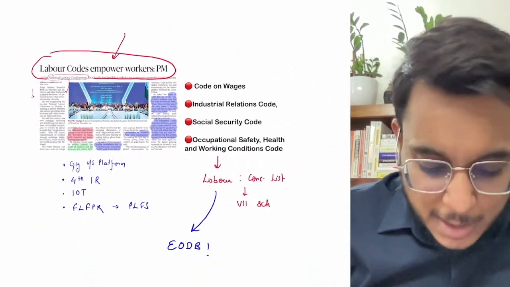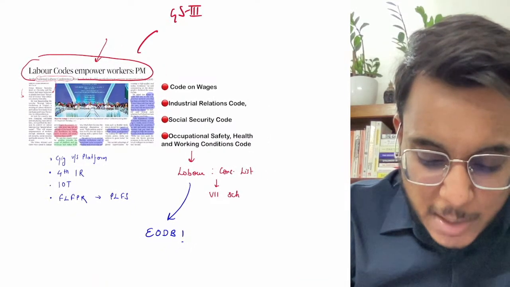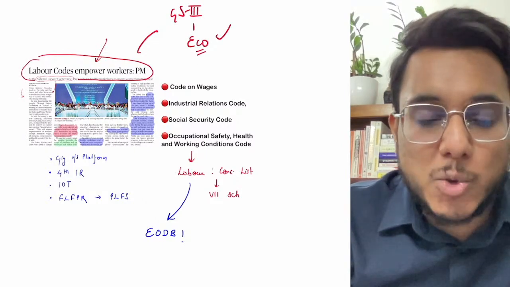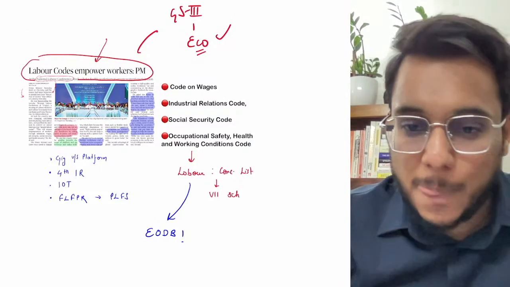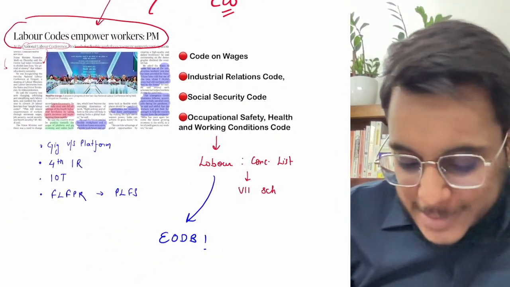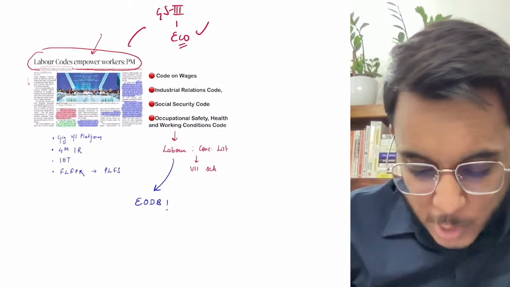Now, we will be seeing this particular article with respect to GS paper number 3, issues related to the Indian economy. Now, moving on. Basically, in this particular capacity, first of all, some background I would like to tell.